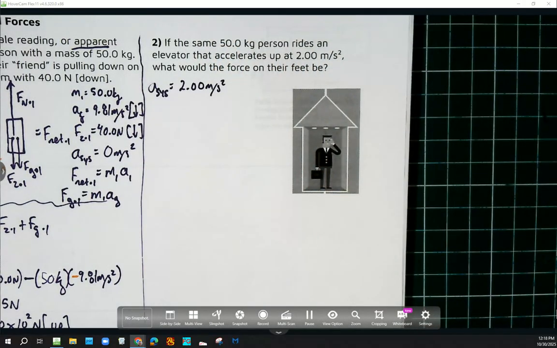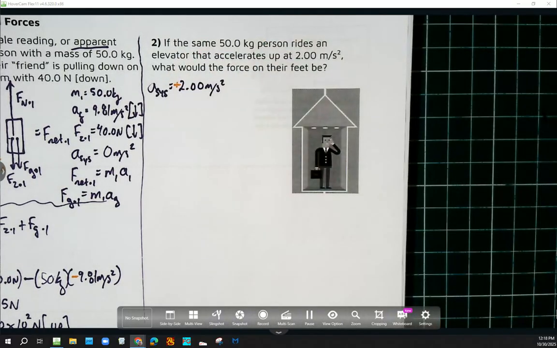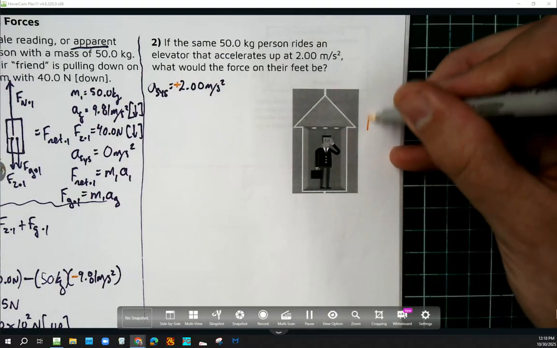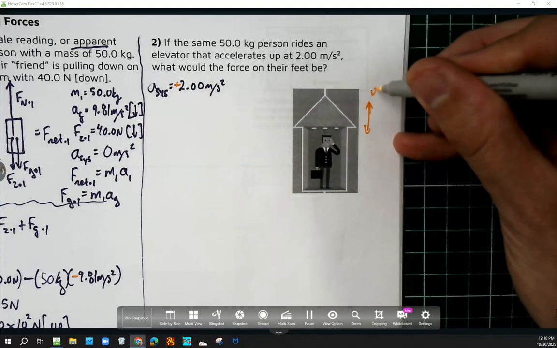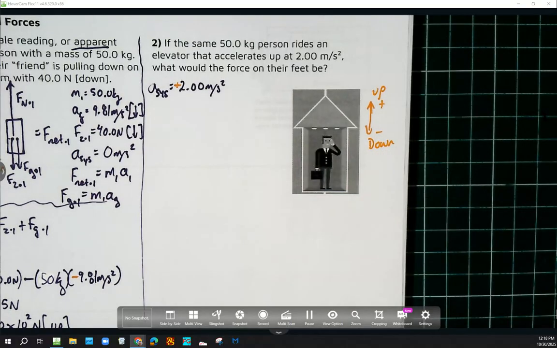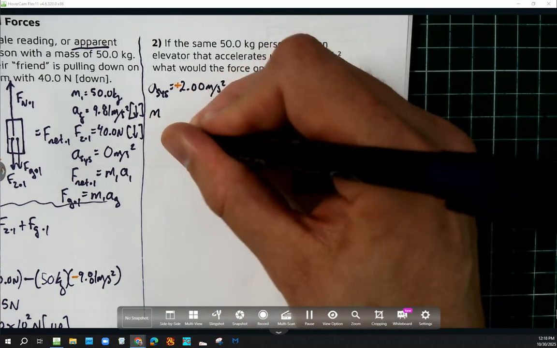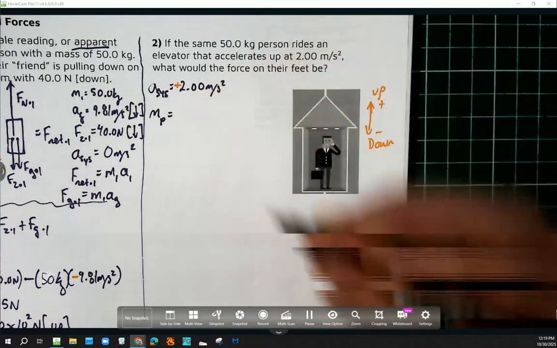And we can say that it's up. And if I don't want to write the word up, I'll put a positive sign right now. And before we even do anything else, we'll define up as the positive direction and down as the negative direction. And then as I continue reading, oh yeah, it was the same person. So I'll just call it mass of person is 50 kilograms.